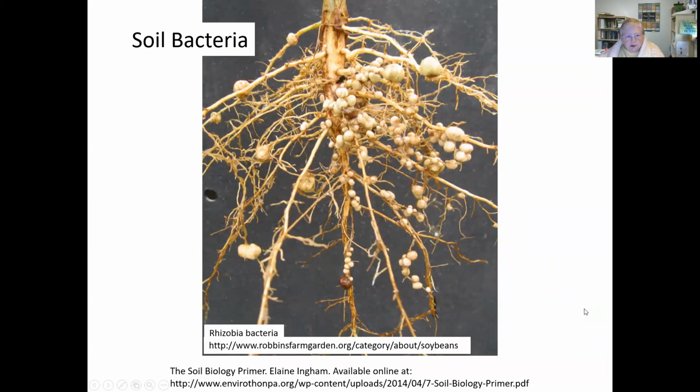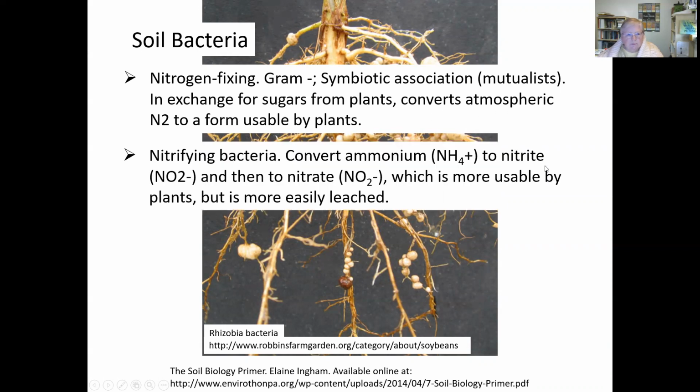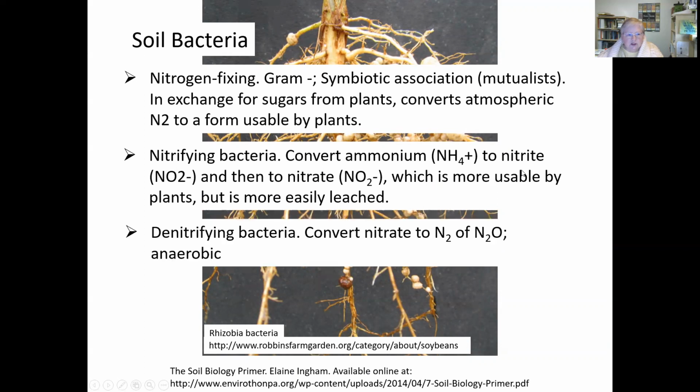The soil bacteria are an important component, and we're very familiar with the nitrogen-fixing bacteria. These are gram-negative. They're symbiotic. They associate very tightly with the plants, called mutualists. In exchange for sugars from the plant, these bacteria convert atmospheric nitrogen to a form that's usable by the plant. Then we have the nitrifying bacteria. They convert ammonia to nitrite and nitrate, which are more usable by the plants, but also are more easily leached.